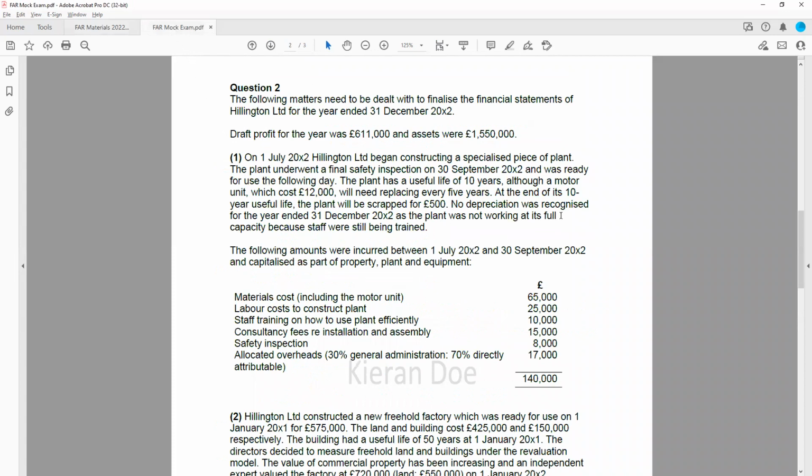So we'll now look at an exam question. It's very common to see assets examined, not just in financial accounting and reporting exams, but also corporate reporting and strategic business management.